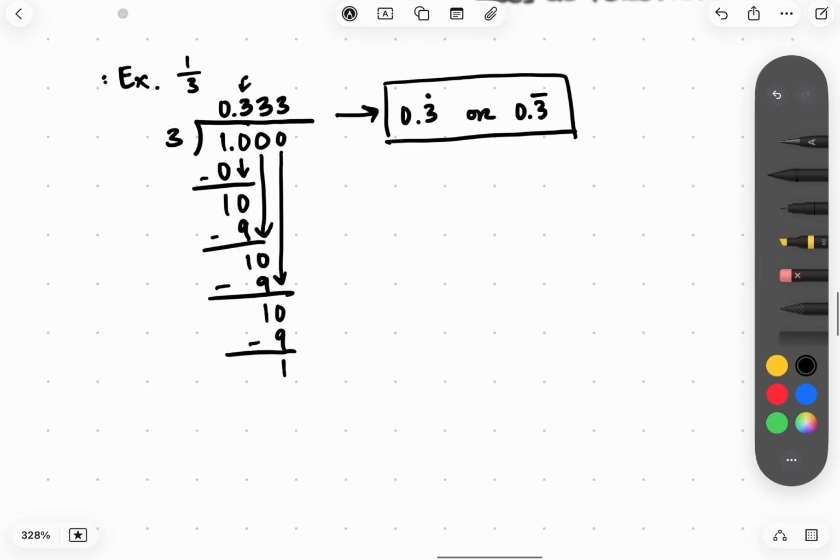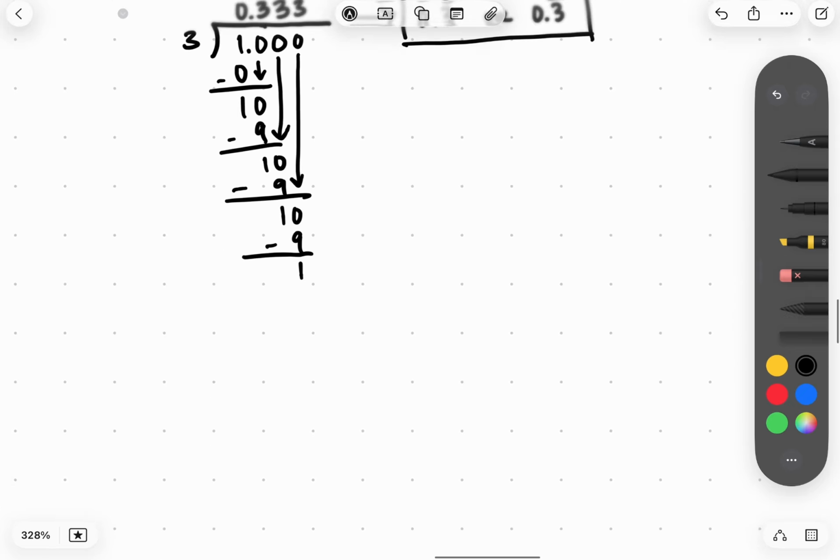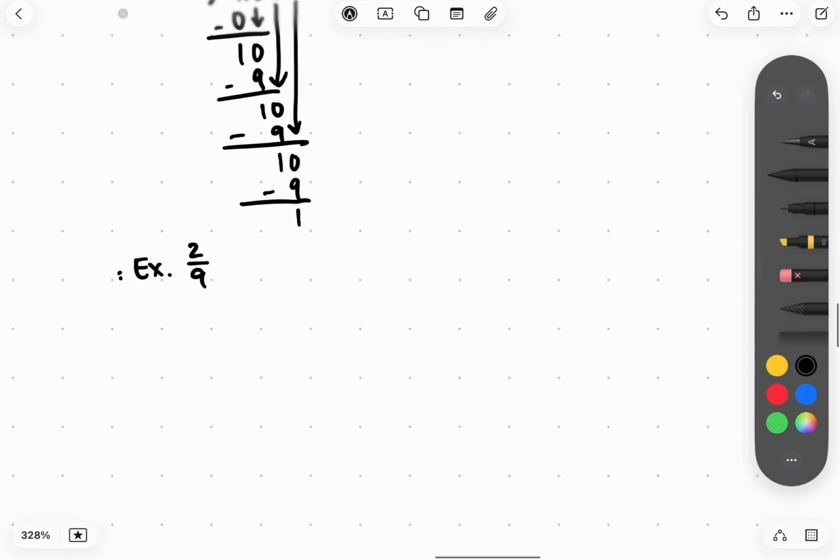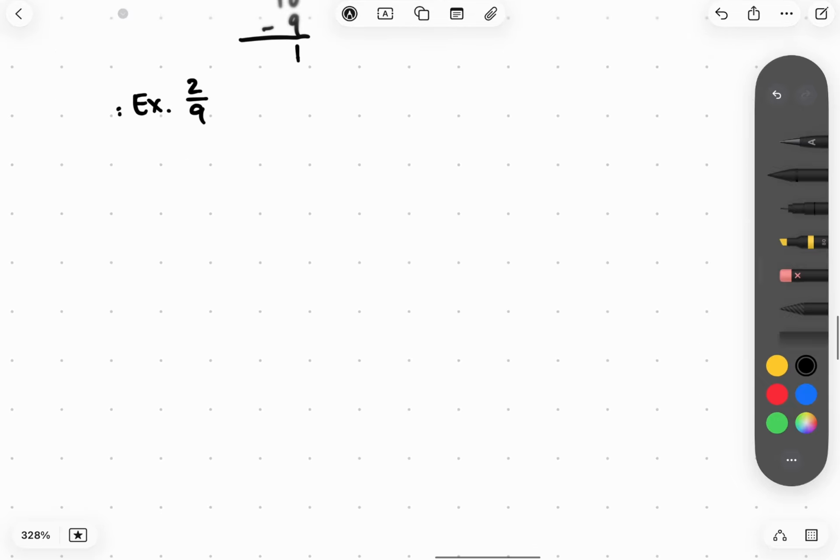So let's do one more example here of a potentially repeating number. We're going to do 2 out of 9. Now 2 out of 9 cannot be simplified, so I'm going to continue from here. I'm going to start with the line, and I have in and out. So now I'm going to do 2. So 9 can go into 2 0 times. That means I have 0. I subtract it, and I'm left with 2.